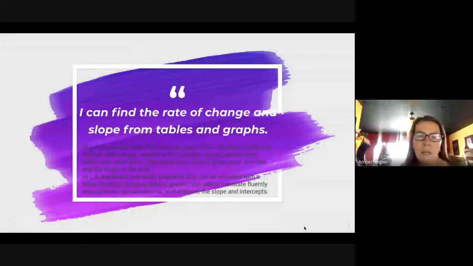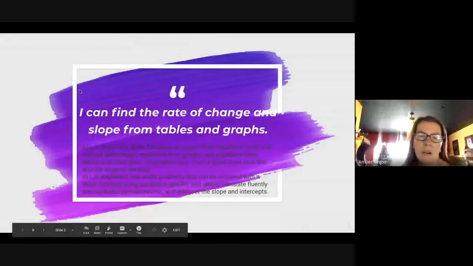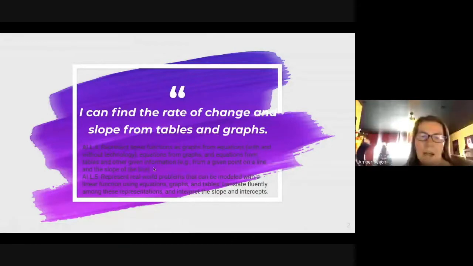Here is our objective. I can find the rate of change and slope from tables and graphs. And those are, again, the same standards that we worked with yesterday on rate of change and slope.